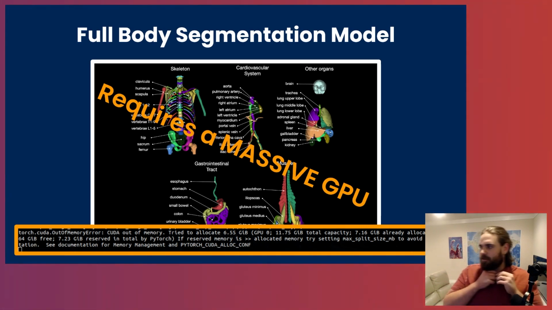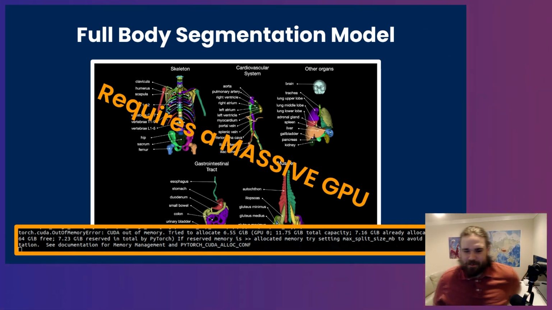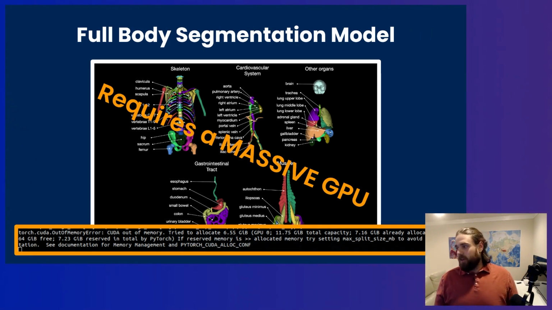That was probably from the VR system that was running, and it tried to allocate 6.55 more, but it couldn't, because, and I have a great GPU, my GPU couldn't handle everything that was going on. And that's kind of why I'm doing this.